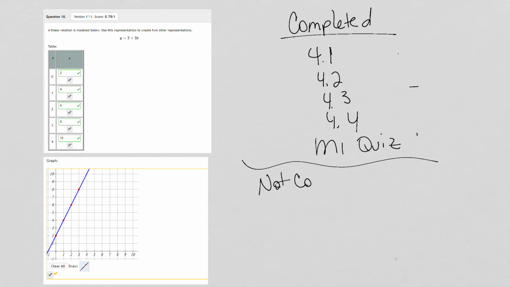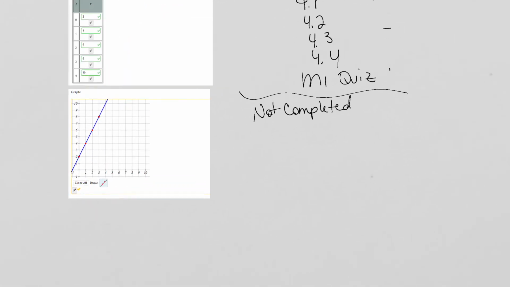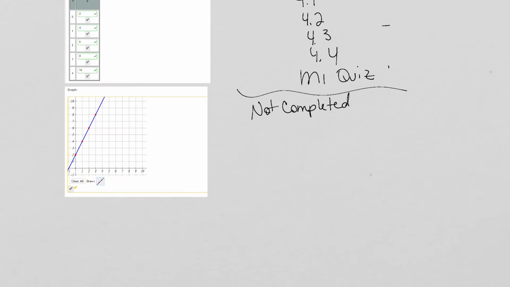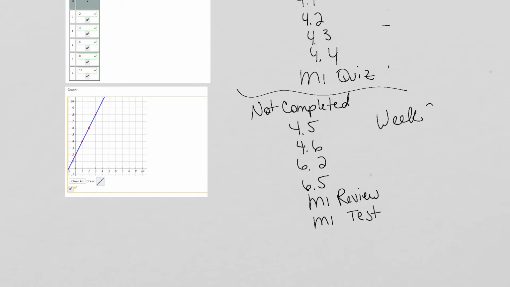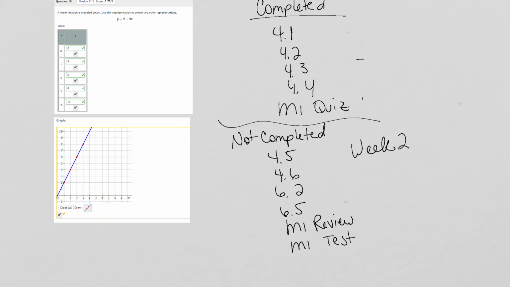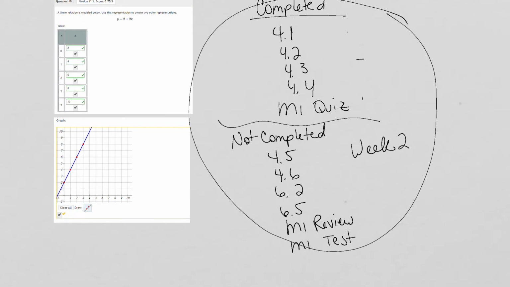Not completed in Module 1, because we are still continuing with Module 1 in week 2, are 4.5, 4.6, 6.2, 6.5, the Module 1 review, and the Module 1 test. So these are all from week 2, and this is all still Module 1, okay? Module 1 is these 2 weeks right here. And these are the not completed items.